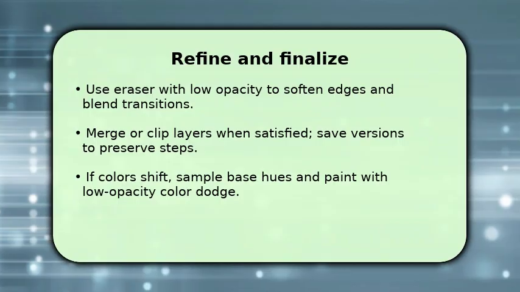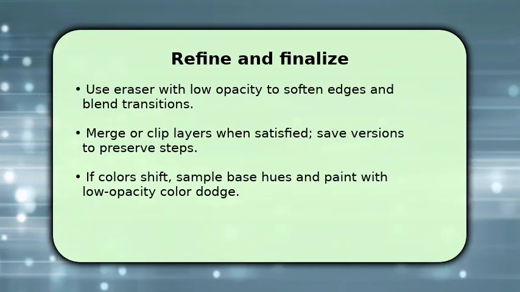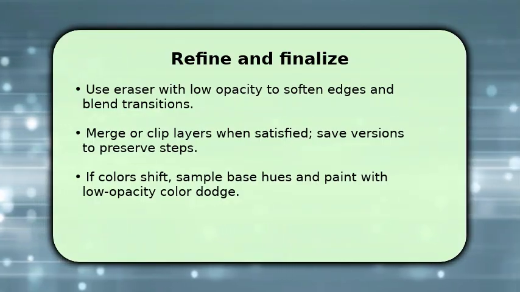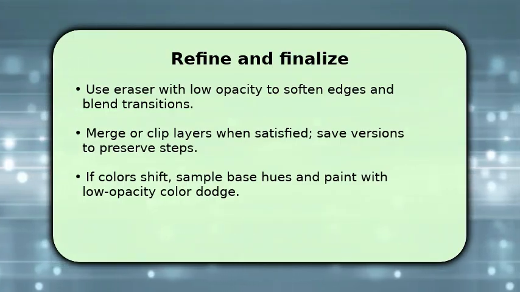If colors shift unexpectedly, sample base colors and paint with low opacity color dodge or multiply to correct balance. If something still looks off, undo, reduce opacity, and retry with a different mode.